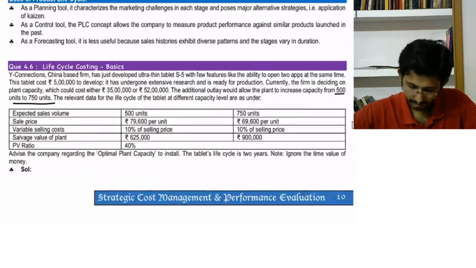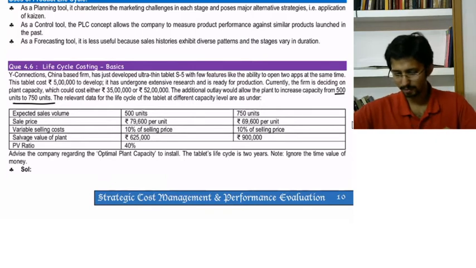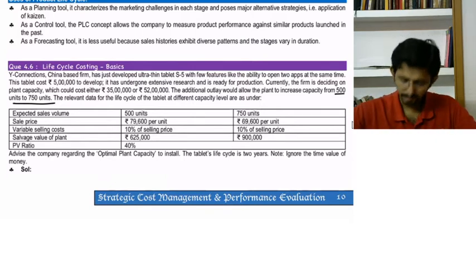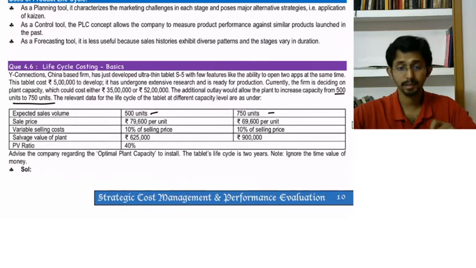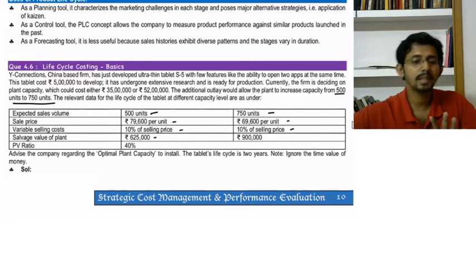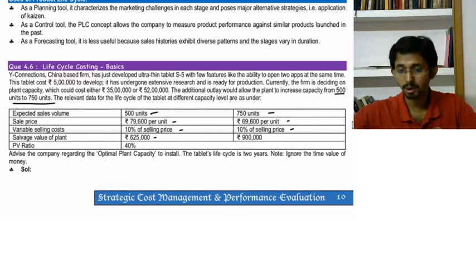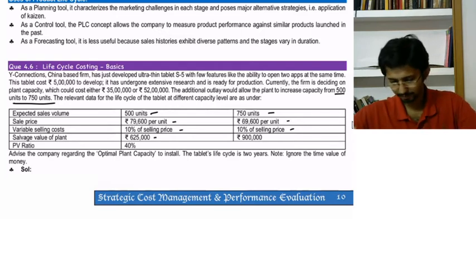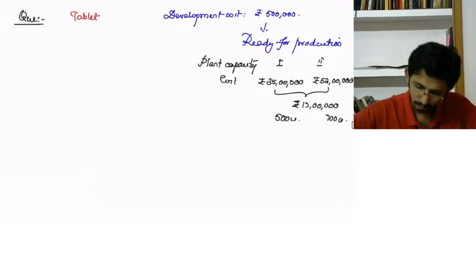Okay, and the relevant data for the life cycle of the tablet at different capacity levels are as under. This is 500 units capacity and here it is 700 units capacity. Selling price is given 79,600 and 69,600. Variable selling cost will be 10% of selling price, and 10% of selling price here also. Salvage value of the plant, here it is 6,25,000 and here it will be 9 lakh. And PV ratio in both the cases is 40. Advise the company regarding the optimal plant capacity to install. Tablet's life cycle is 2 years. Ignore the time value of money. Okay. So what are you required to do?